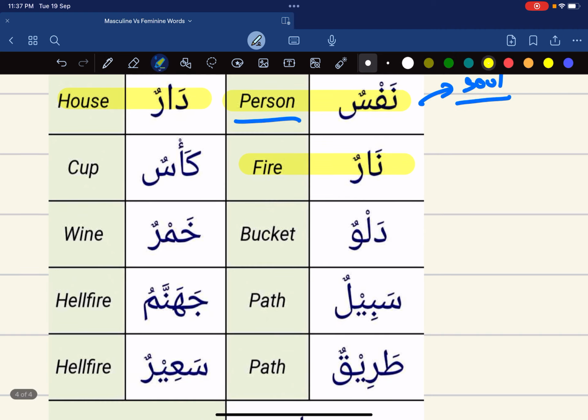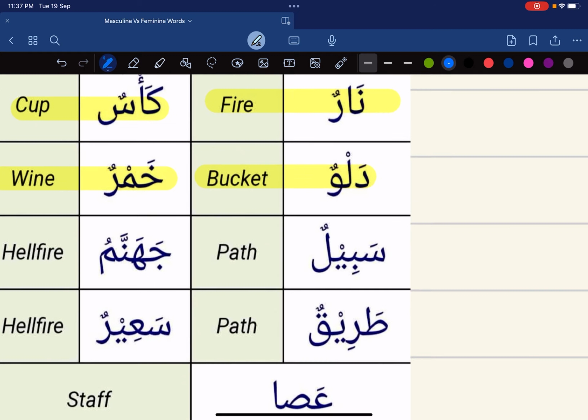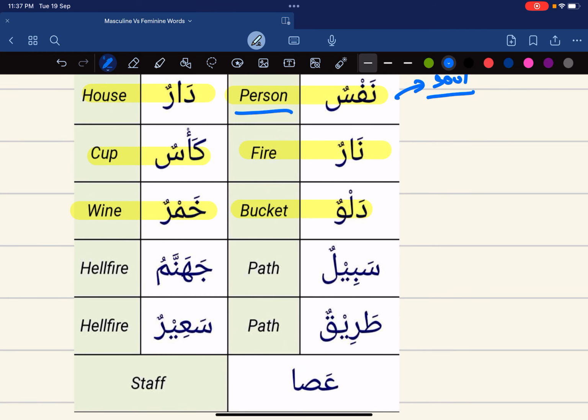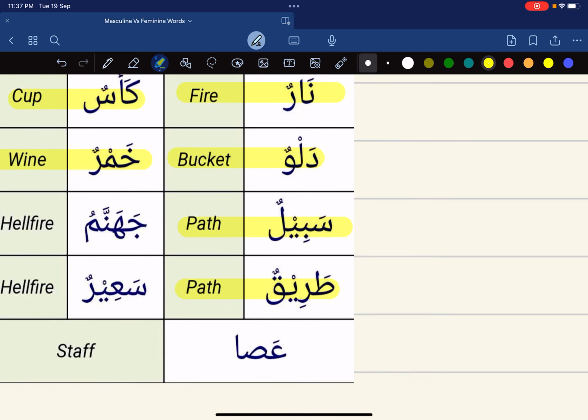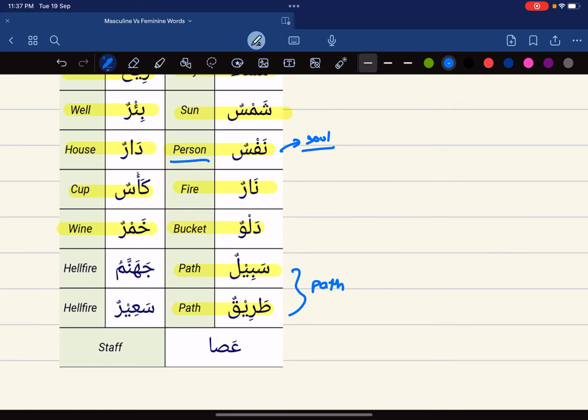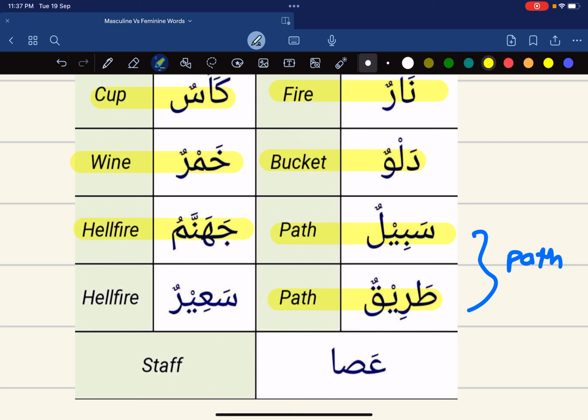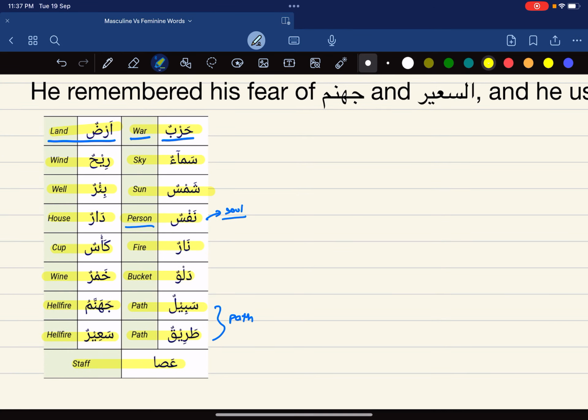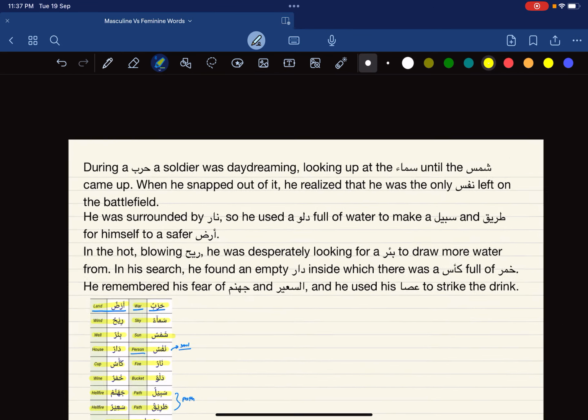Nar. كأس, cup. دلو, bucket, new word. خمر, wine. ويسألونك عن الخمر والميسر, right? They ask you about wine and gambling. So خمر means wine. سبيل and طريق mean the same thing, path. Jahannam, hellfire. Sa'irun, hellfire. And asa, staff.